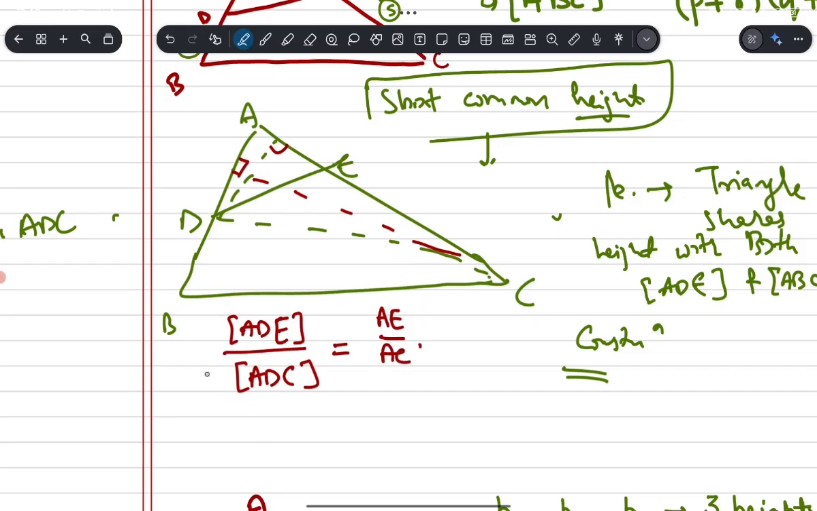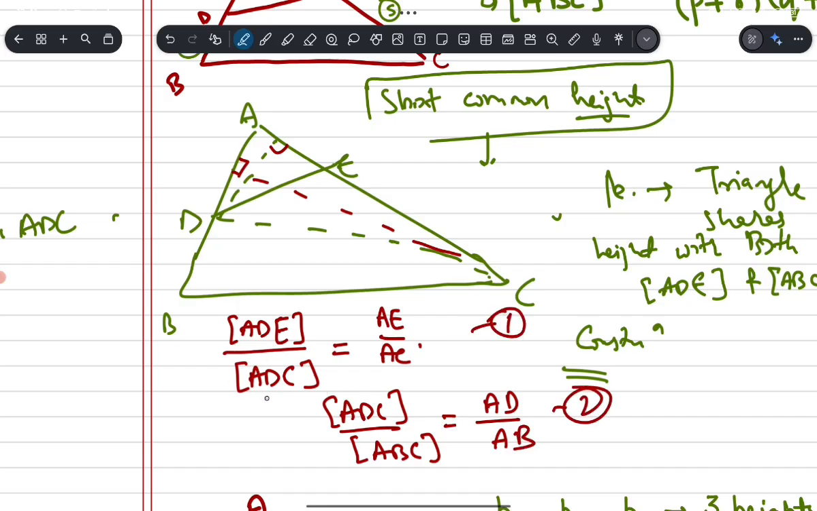Perfect. Now, because it's sharing the same height with the bigger triangle as well, we can write ADC by ABC, the ratio of their areas, is also going to be the ratio of their bases. So in this case, this is the base for ADC, AD, and this is the base for ABC. Now, if you multiply these two equations, you'll have ADC cancelling ADC, and you'll have the required ratio that you intend to find here.